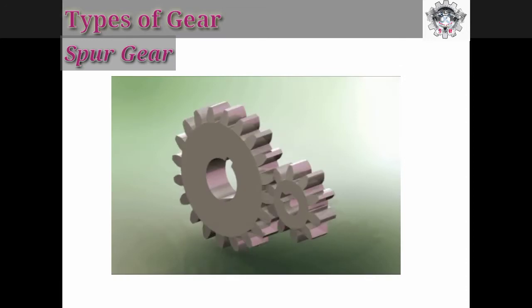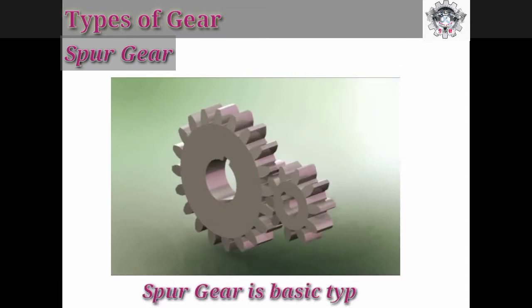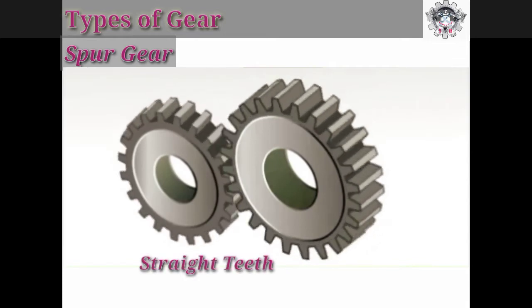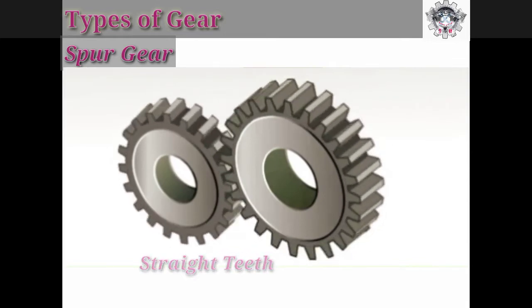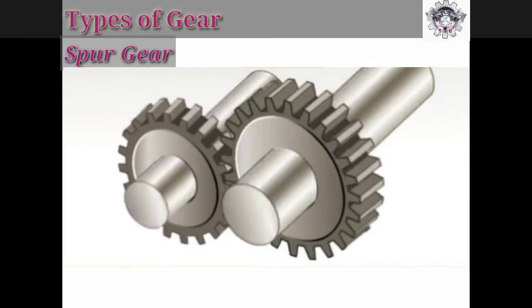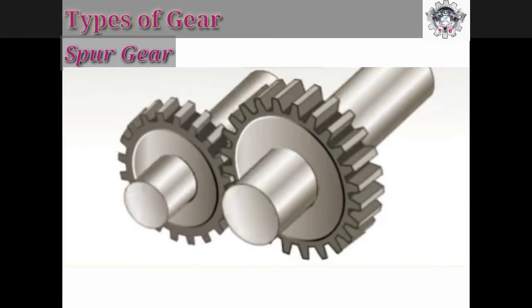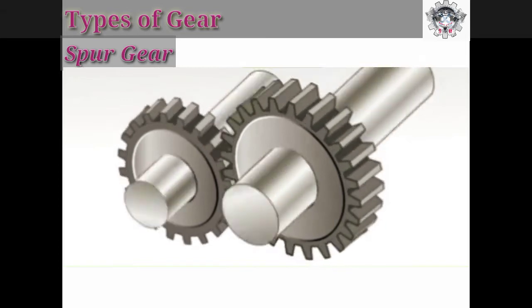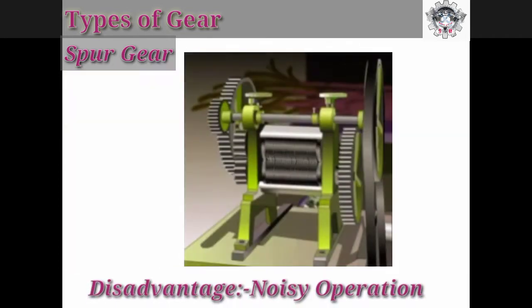First one is spur gear. Spur gear is a basic type of gear. It has straight teeth. Teeth are cut parallel to the axis of the shaft. It is meshed with a similar gear of size as per requirement. It is used to transmit motion between two parallel shafts. The main disadvantage of spur gear is that the operation is very noisy.